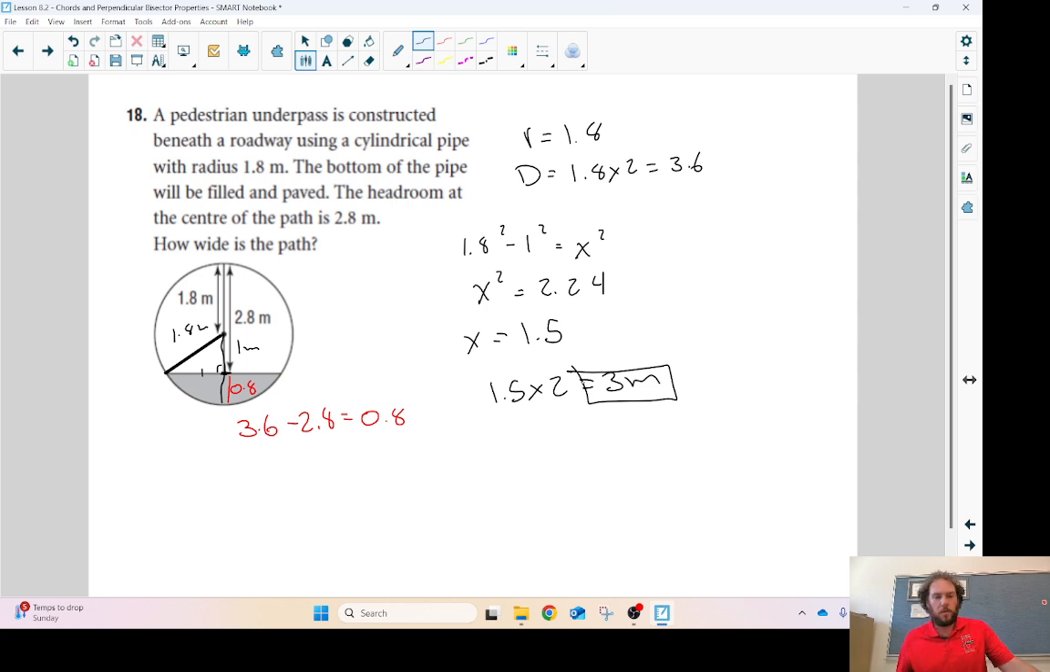Okay, so hopefully you followed along with that question because that would probably be one of the more challenging questions in this unit. So if you got 3 meters, awesome, you're exactly where you need to be. If not, make sure you're doing lots of practice and you're getting help and asking questions.